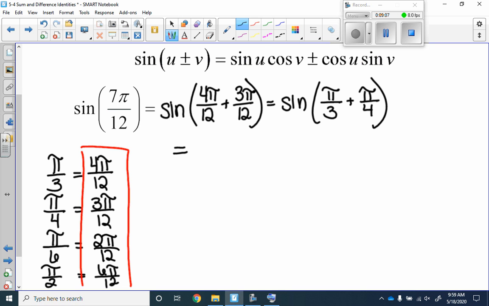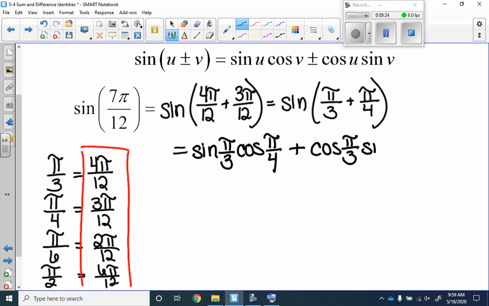So now going up to my formula here, I'm going to take the sine of the first. So I'm going to take the sine of pi over 3. I'm going to multiply it by the cosine of the second radian here, which is pi over 4. I'm adding, so I'm going to add here. Then I'm going to take the cosine of the first times the sine of the second. And now, since we're trying to find the exact value, I can go ahead and plug in these values. So when we take the sine of pi over 3, that's the square root of 3 over 2, times the cosine of pi over 4, which is the square root of 2 over 2. Cosine of pi over 3 is 1/2.